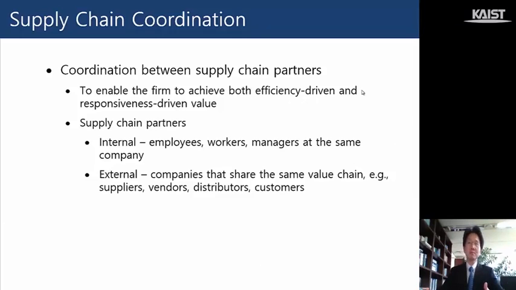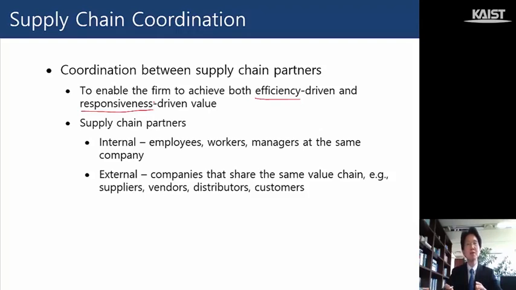So, what is coordination? Coordination is basically communication, or working together and solving problems together, and so on and so forth. So, it's a pretty general concept. But when we look at this concept of coordination from a supply chain management perspective, we have to make sure that the firms or the supply chain partners coordinate with each other in order to achieve both efficiency-driven value and responsiveness-driven value at the same time. So always remember, the overarching goal of supply chain management is always to maximize efficiency-driven value and responsiveness-driven value at the same time.